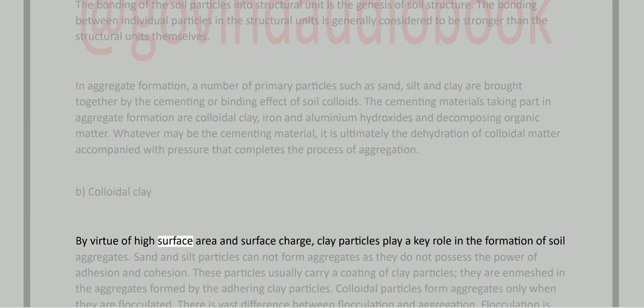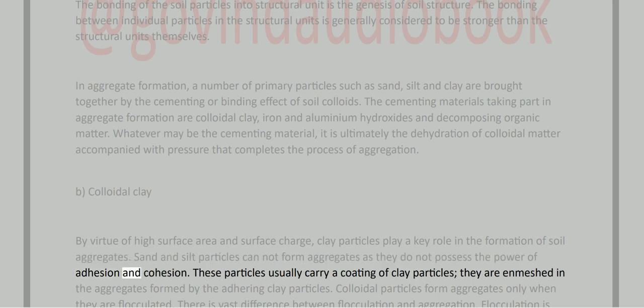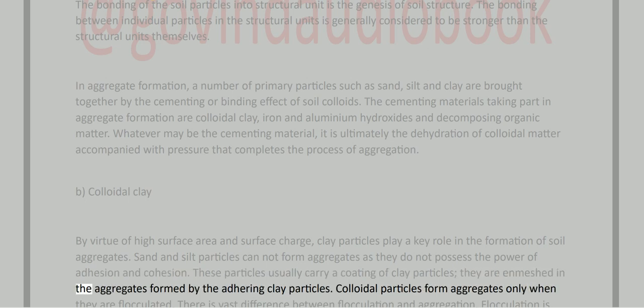B. Colloidal clay. By virtue of high surface area and surface charge, clay particles play a key role in the formation of soil aggregates. Sand and silt particles cannot form aggregates as they do not possess the power of adhesion and cohesion. These particles usually carry a coating of clay particles. They are enmeshed in the aggregates formed by the adhering clay particles. Colloidal particles form aggregates only when they are flocculated.